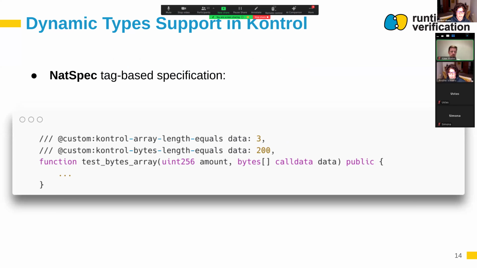And basically the compiler allows you to use special tags in the comments, and then you can see in the compile JSON that you can read those values, and that's how we extract this from the Solidity source code. And the idea is that we can use a certain tag like control array length equals, and say that, okay, I want the data to have 3 elements, and I can also say control byte length equals to data, which means that each byte's element inside the data byte array, I want it to have 200 bytes.